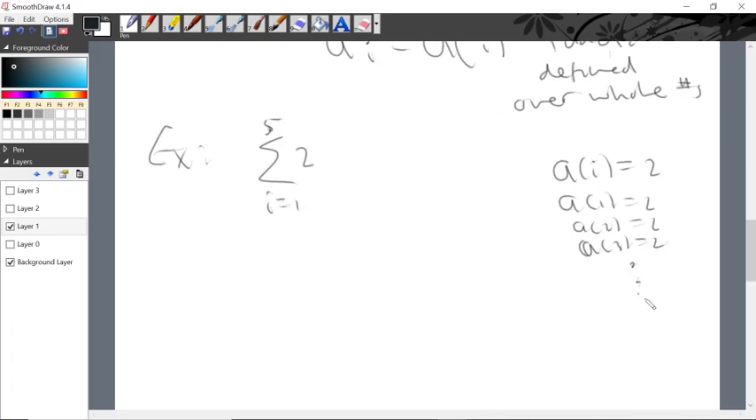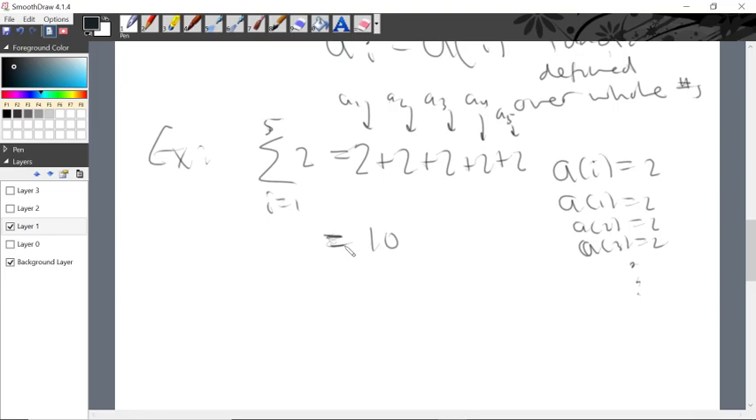Right? So, etc., etc. So what is this sum? Okay, the output is going to look like this: 2 plus 2 plus 2 plus 2 plus 2. Right? So that's A1, A2, A3, A4, and A5. Add them all up, what do we get? We get 10.